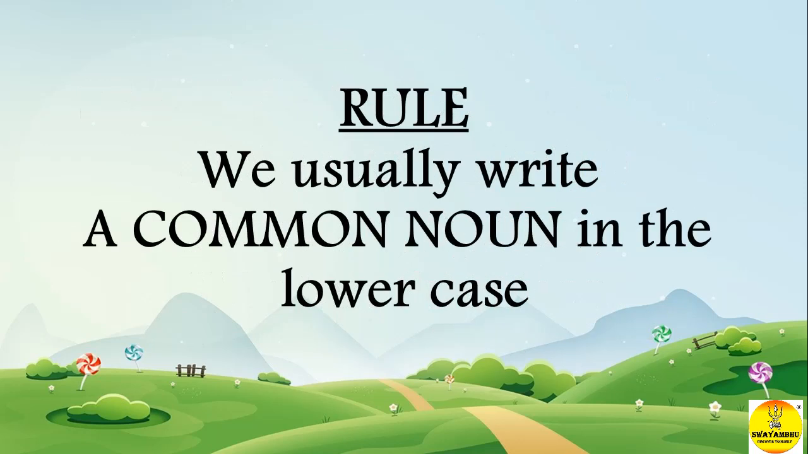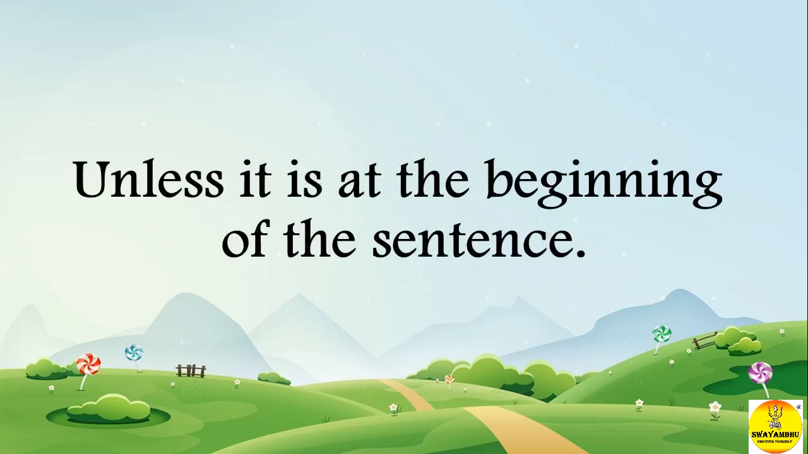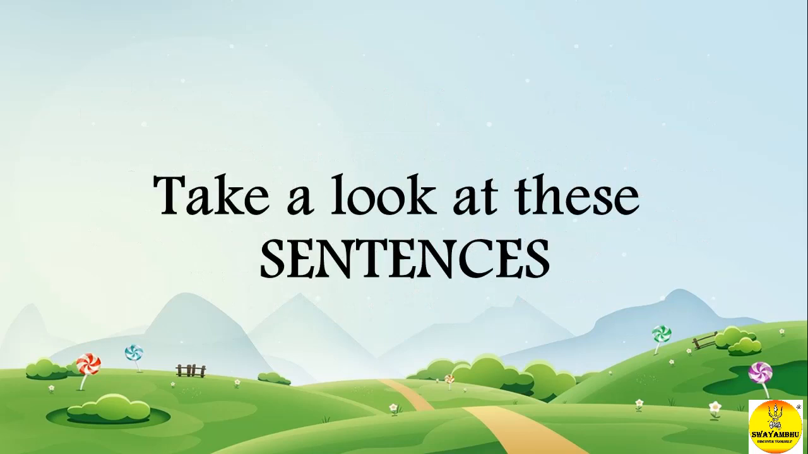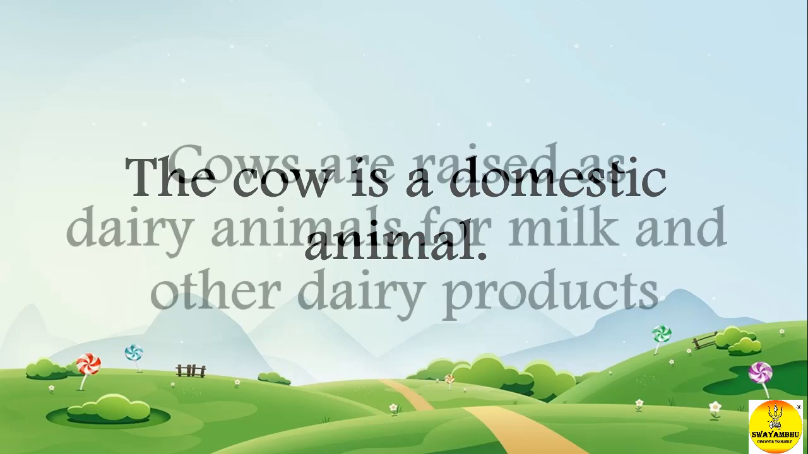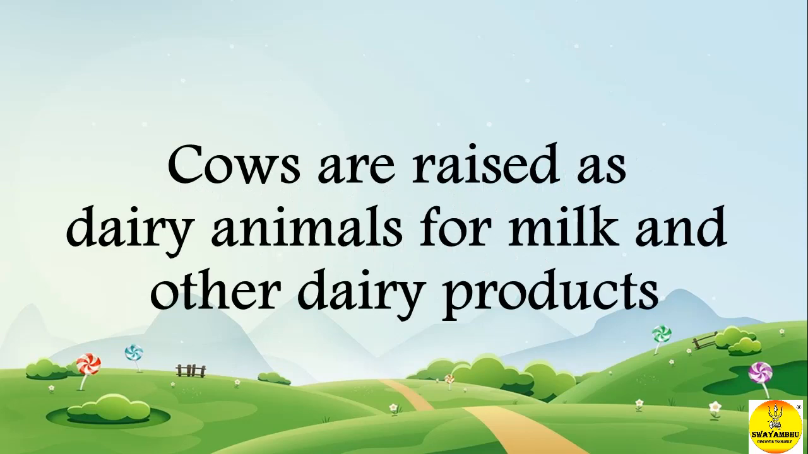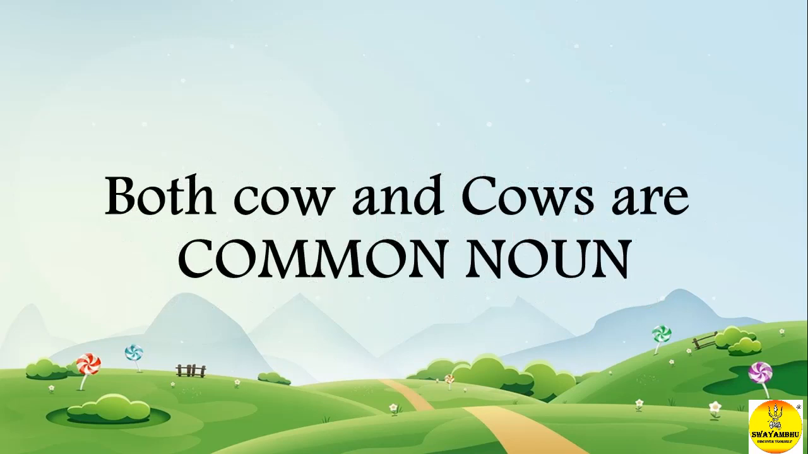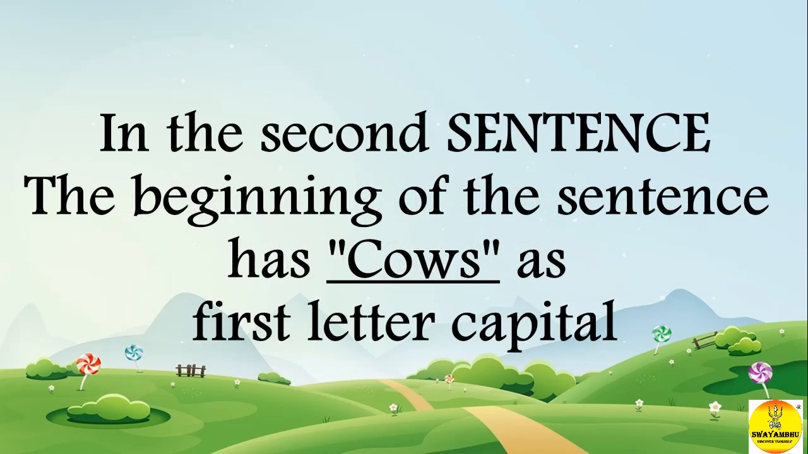Remember this rule. We usually write a common noun in the lower case unless it is at the beginning of a sentence. Now take a look at these sentences. The cow is a domestic animal. Cows are raised as dairy animals for milk and other dairy products. Both cow and cows are common nouns. But if you see in the second sentence, the beginning of the sentence has Cows with the first letter capital.